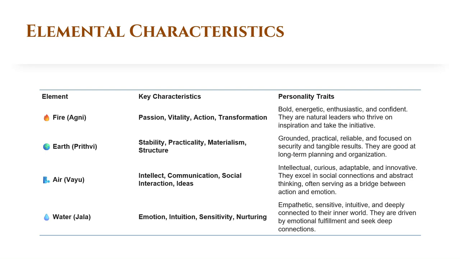Then there is another element which is water or Jala. Jala represents emotion. You remember, the Moon also represents Jal. So if your Moon is in a watery sign, that person would be more emotional. Jala stands for intuition, sensitivity, nurturing, the quality of a mother, quality of a woman.